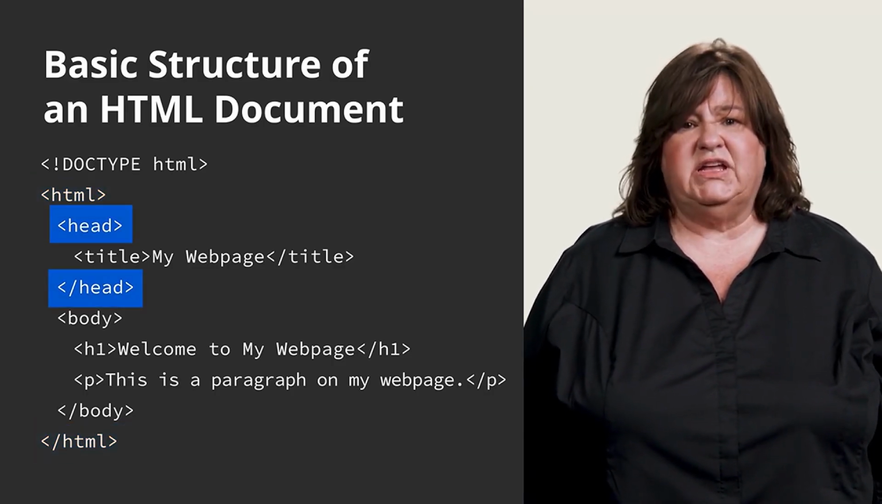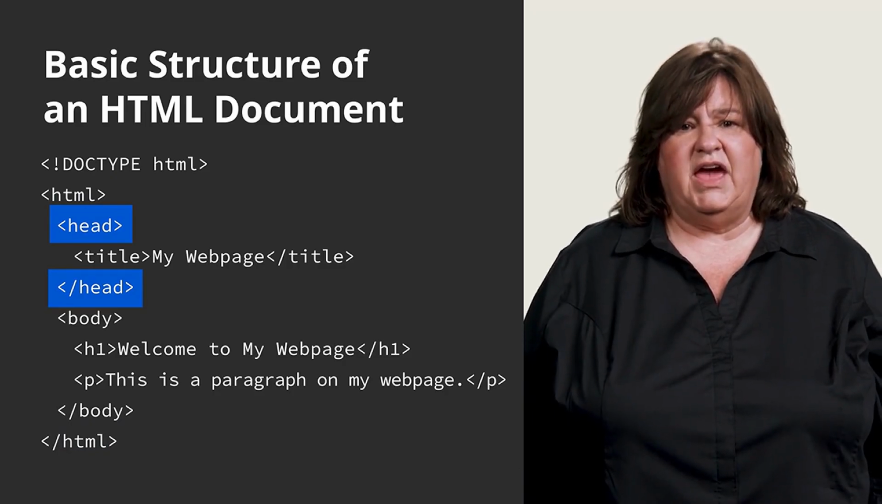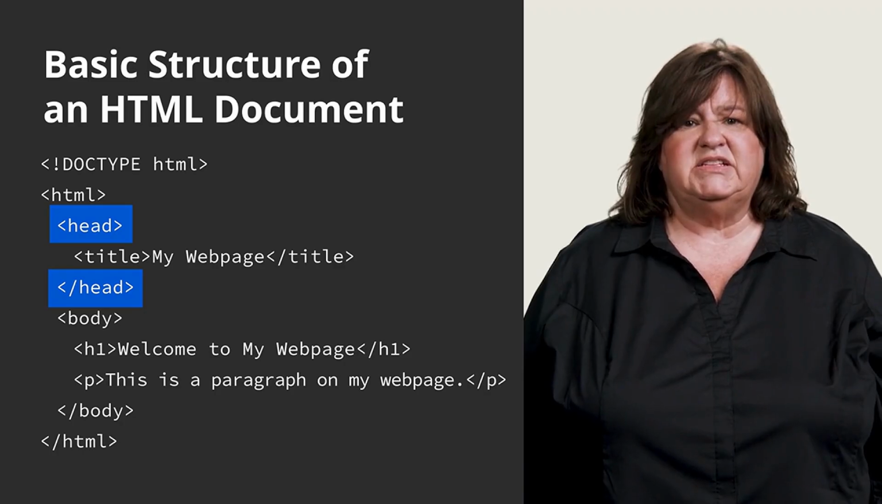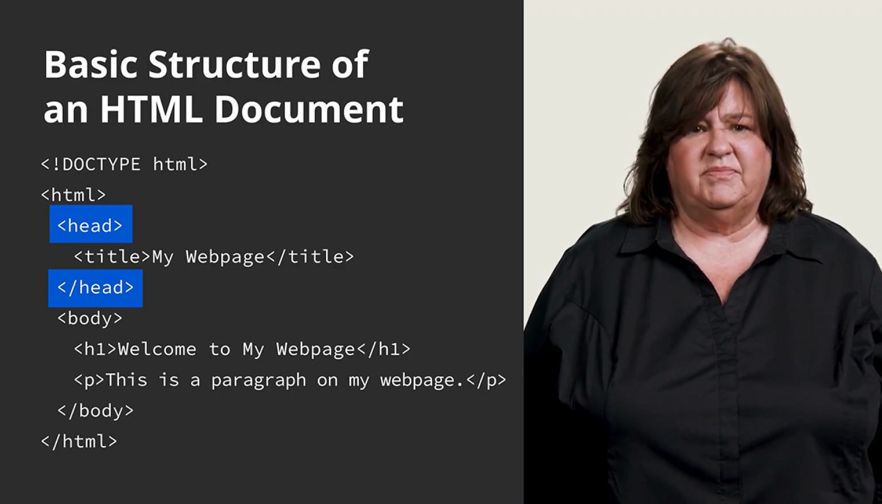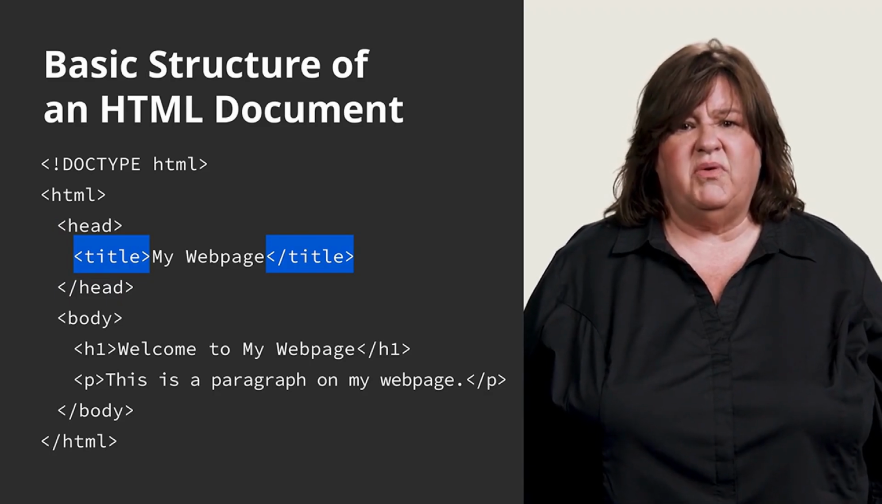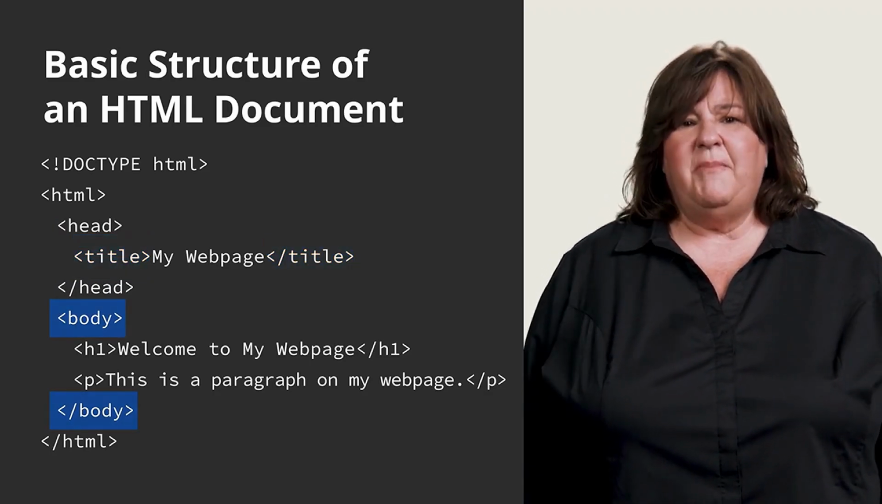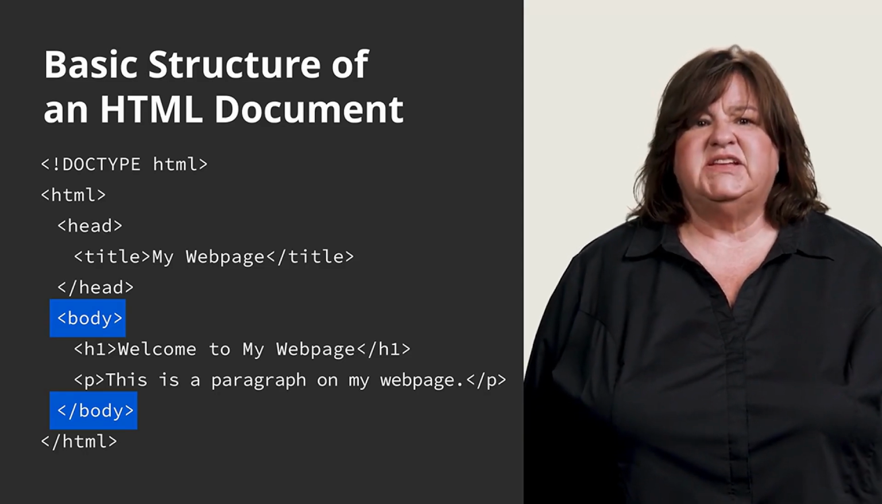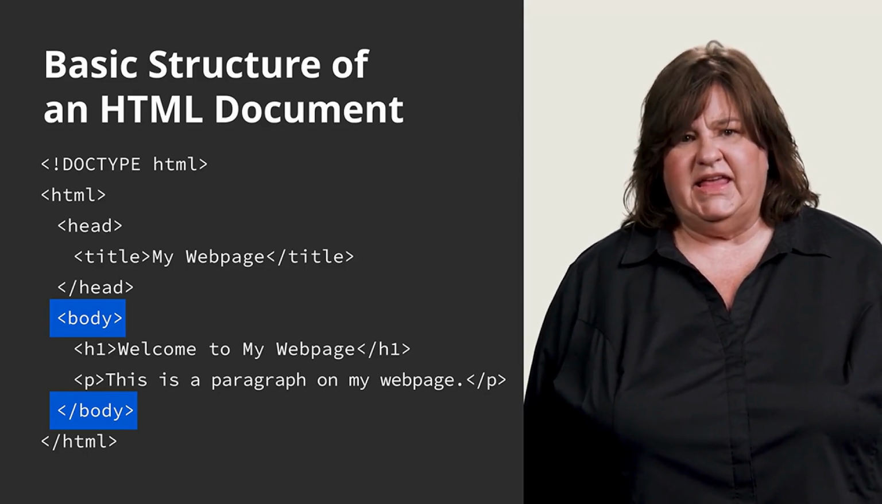The head section contains the metadata, like the title, link to style sheets, or scripts. It doesn't display content on the page. The title element defines the title of the web page, shown in the browser tab. The body element contains all the content that's displayed on the web page, such as text, images, and links.